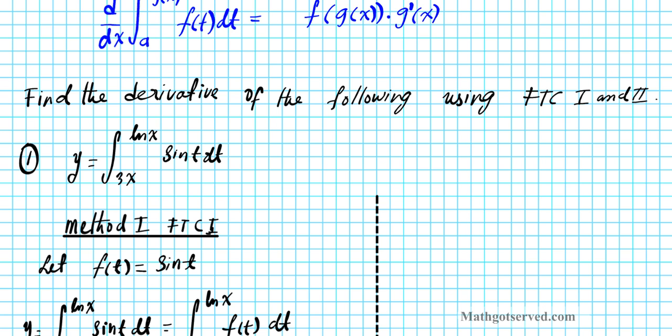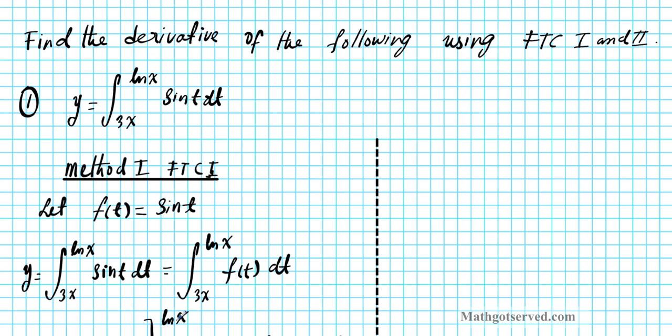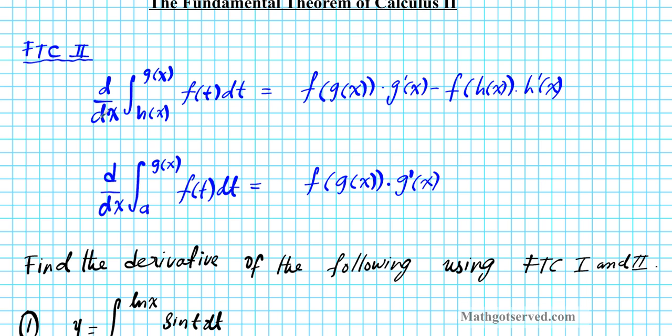Before we start, let's go ahead and rewrite what the formula is for method 2. So method 2, we're going to use FTC2. Okay, so what is FTC2? Let's scroll up to see which of the variations we're going to be using. We're going to be using this formula right here, the first one.